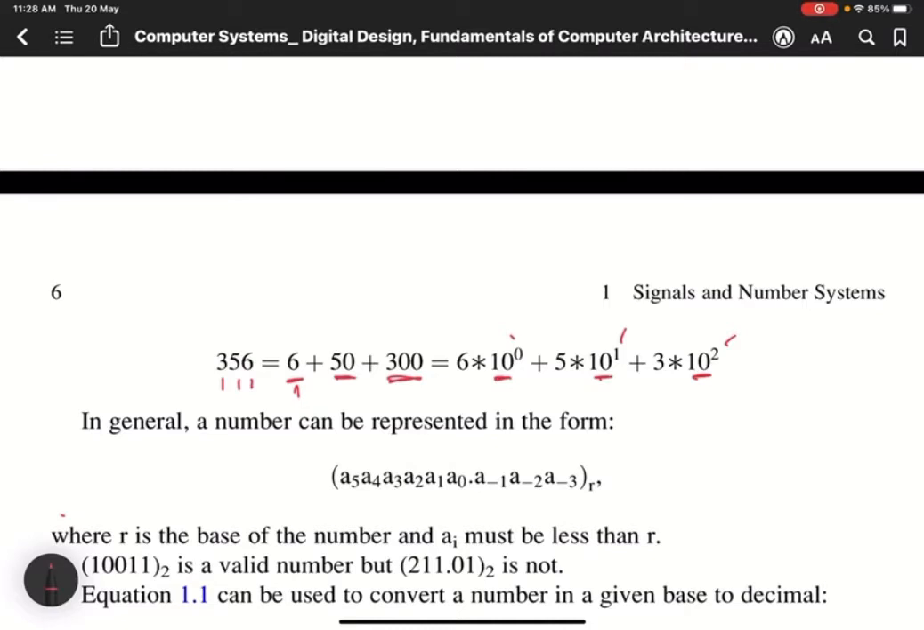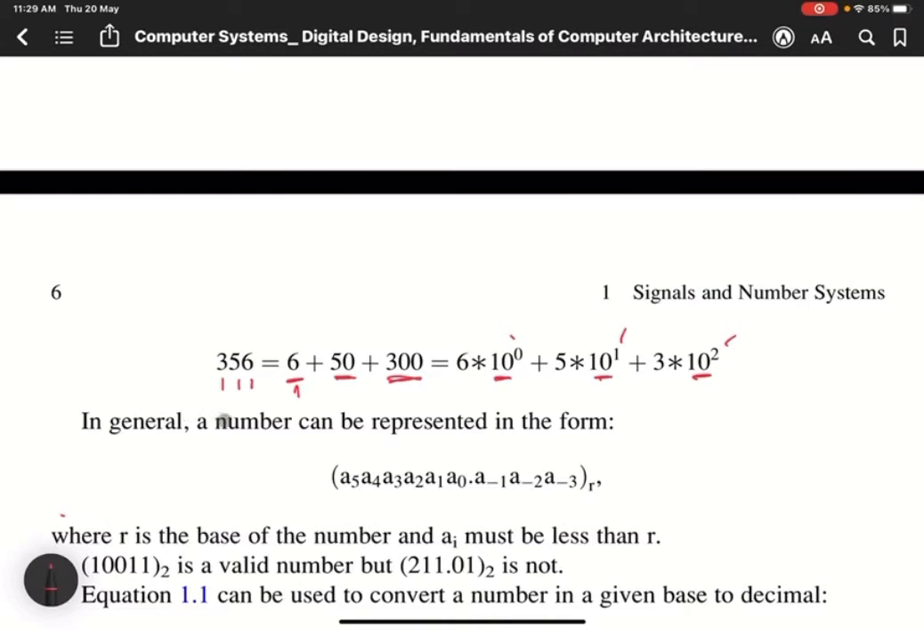And also the 300, we will multiply by 10 with the square exponent. The square of 10 is 100, so that's why we got 300. The equivalent of 10 to the first power is 10, times 5 will give us 50. And the equivalent of 10 to the 0 power is 1, times 6. That's why we have the 6 in the ones position.